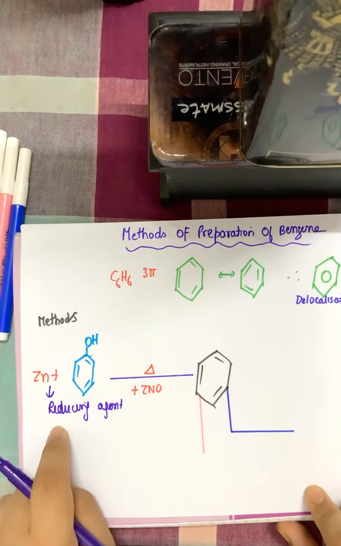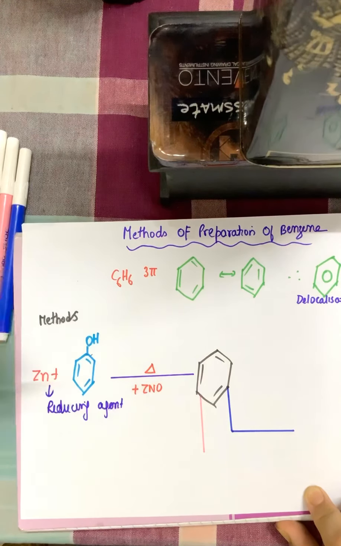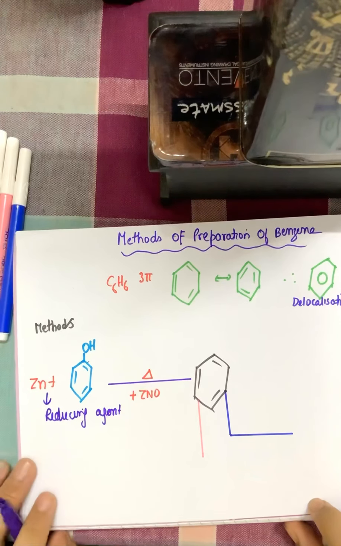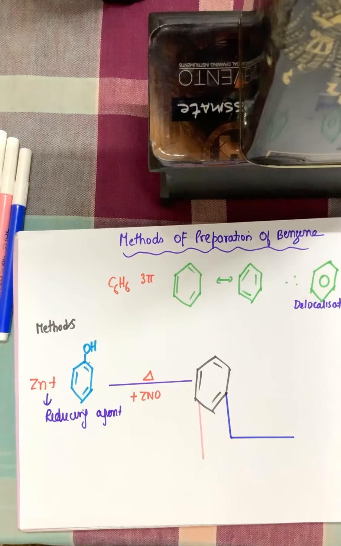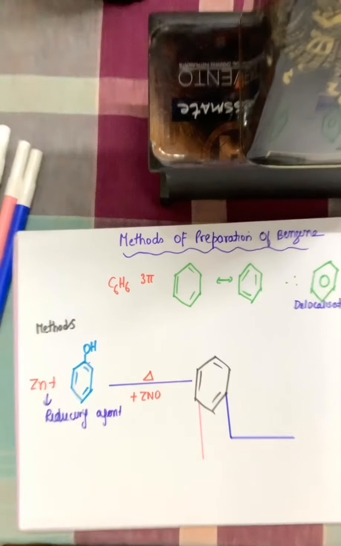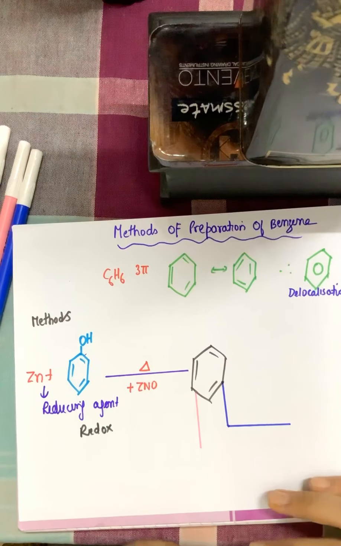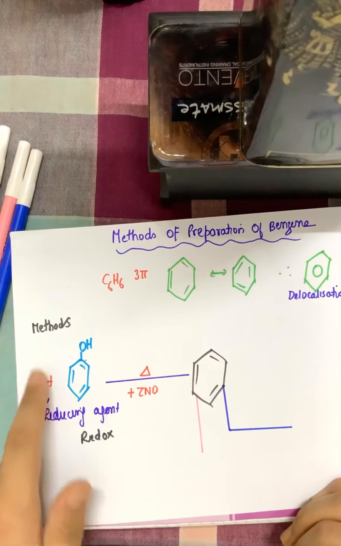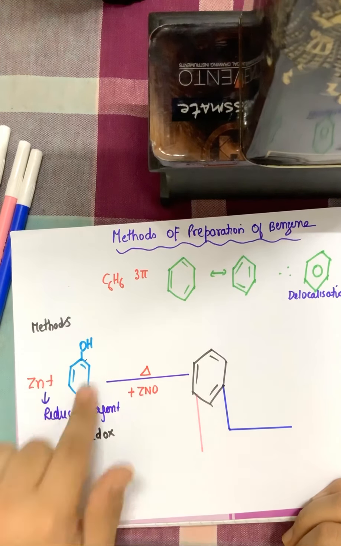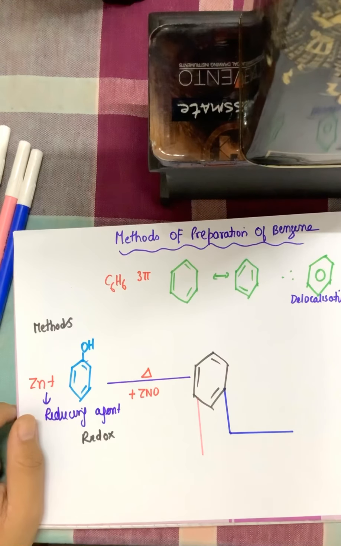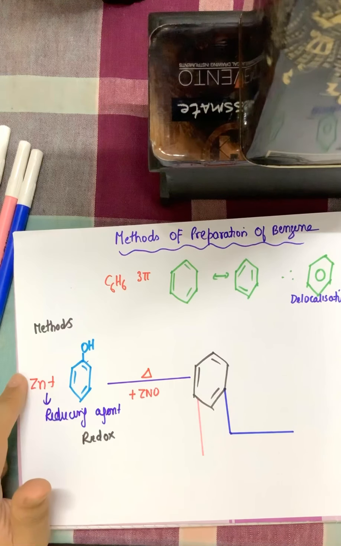Why? Because reducing agent will itself get oxidized. Zinc is taking oxygen, it is getting oxidized, and it will reduce the phenol by removal of oxygen, and will form the benzene ring. Fine. So zinc is a good reducing agent, and this is a good redox reaction for preparation of benzene. So sometimes the question is asked, explain the preparation of benzene using a redox reaction. So you will be writing this because zinc is taking up the oxygen to form zinc oxide. It is a redox reaction for the preparation of benzene from phenol. Fine. Benzene will always be in the vapor phase. Okay, that's another important point.